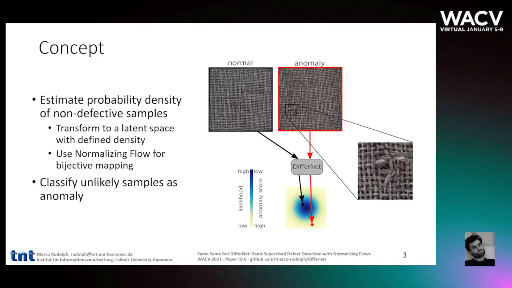This is a fundamental difference to generative models like generative adversarial networks or variational autoencoders, where the mapping is injective and likelihoods cannot be utilized in most cases.